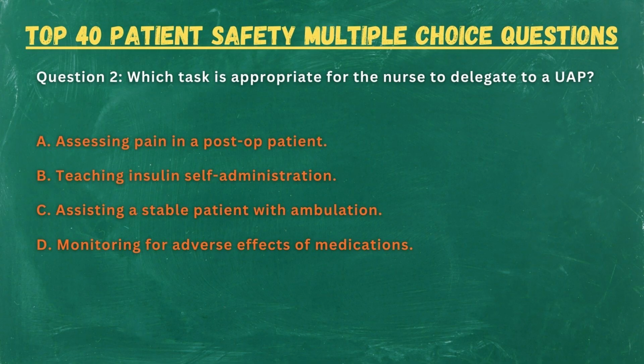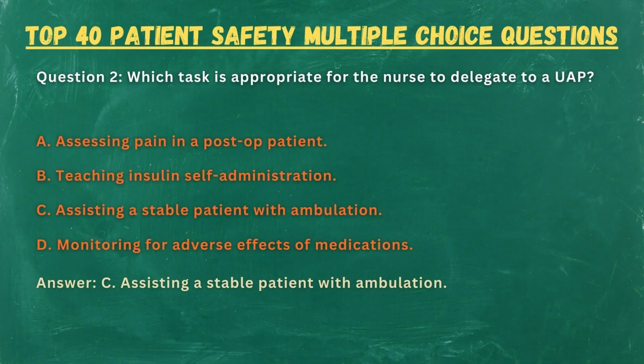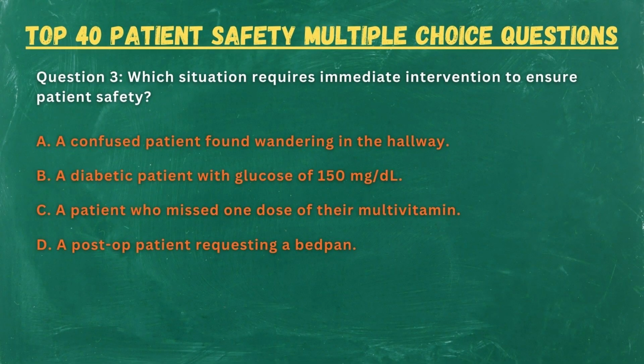C. Assisting a stable patient with ambulation. D. Monitoring for adverse effects of medications. Answer. C. Assisting a stable patient with ambulation. Question 3. Which situation requires immediate intervention to ensure patient safety?